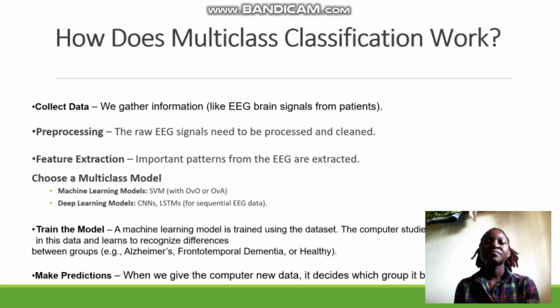Then, when we want to test to see if our model has learned the pattern or it is ready for work, we want to make predictions, then we give it new data. Let's say you give it new brain signal data, and then it will decide to which group it belongs.